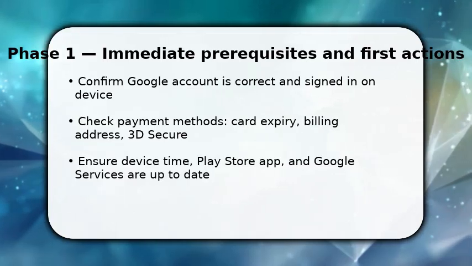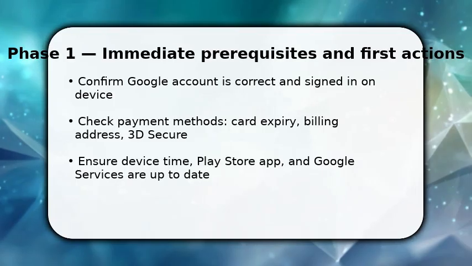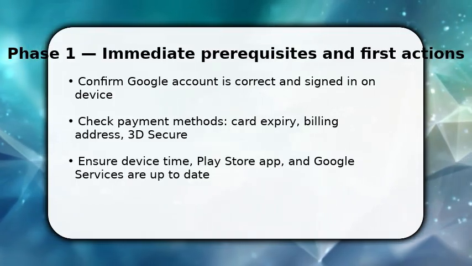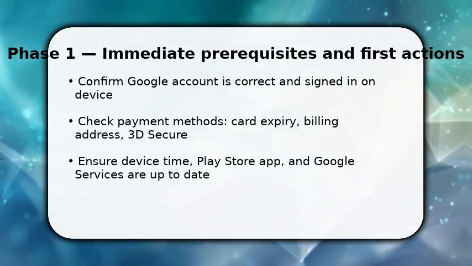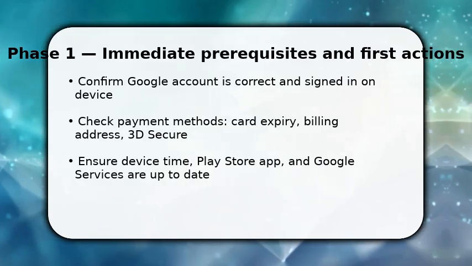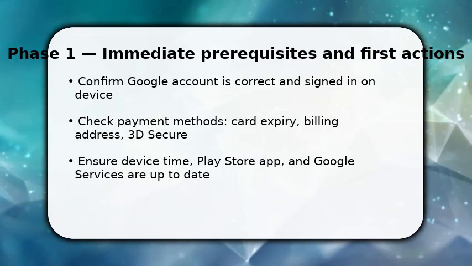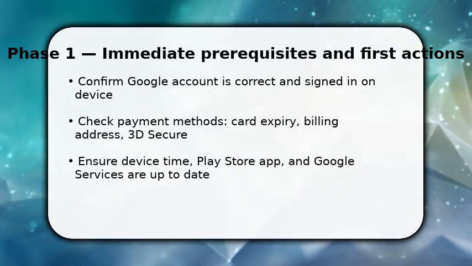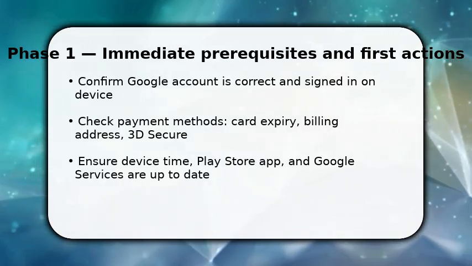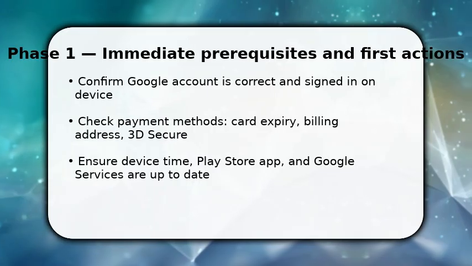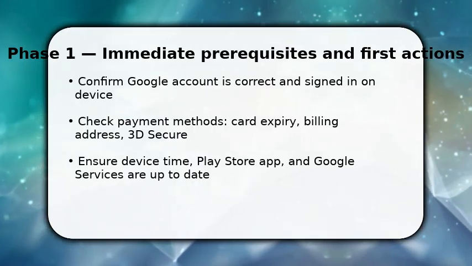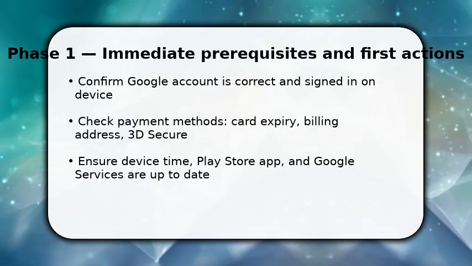You begin by verifying accounts and the basics that commonly block payments. Sign into the correct Google account, then open payment methods and inspect each card. Expiration, CVV, billing address, and 3D secure prompts. Once done, make sure device time and time zone match network time, and update Play Store and Google Play services. These fixes remove token and authentication mismatches.